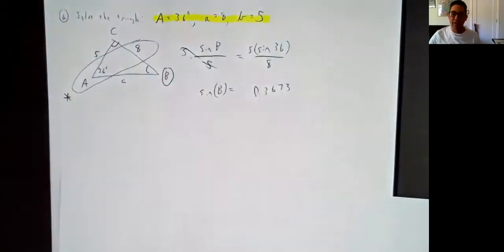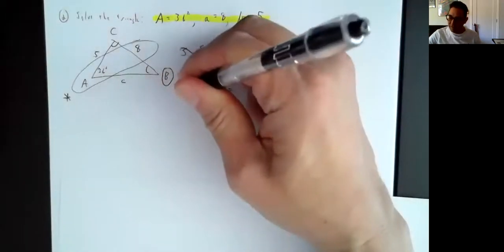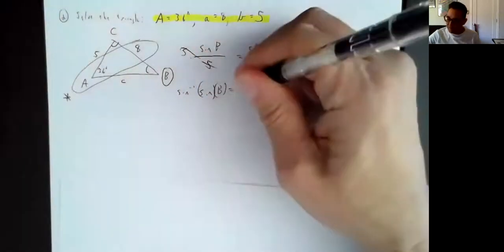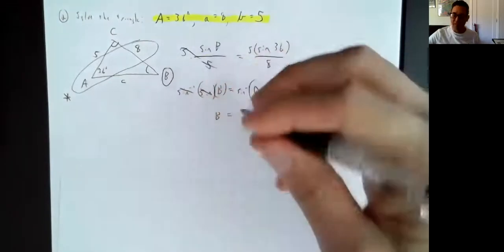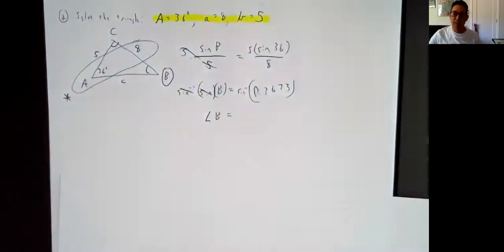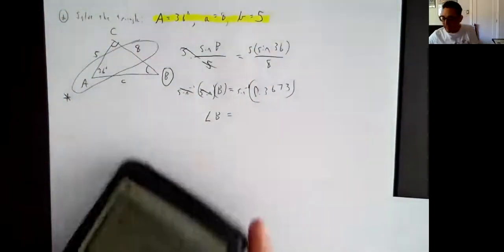So how do I get rid of sine? What's the opposite of sine? The opposite of sine is not 1 over sine. The opposite of sine is the inverse sine. I'm going to take the inverse sine of both sides. All right, that's my opposite. Right? And sine and inverse sine cancel. So then I just get angle B by itself. And now I have to find the inverse sine of that number.